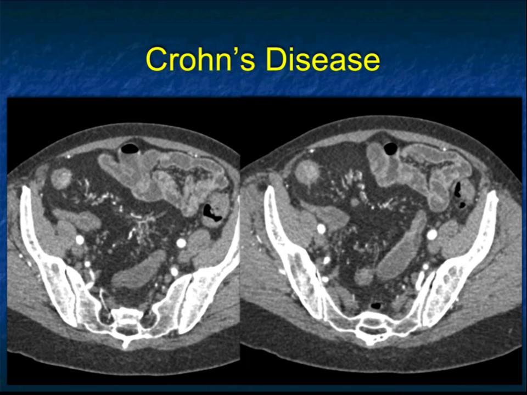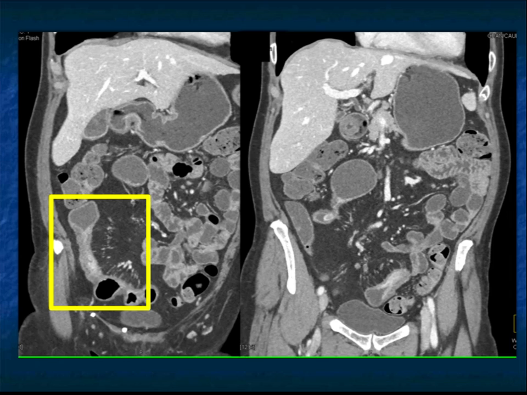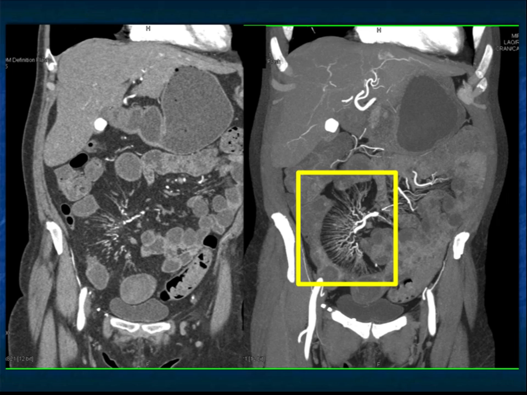Fibrofatty proliferation of the mesentery is one of the classic findings in Crohn's disease. When you look at the coronal, you very nicely see that thickened loop of terminal ileum. You can see it's thickened, it's narrowed, there's submucosal enhancement.